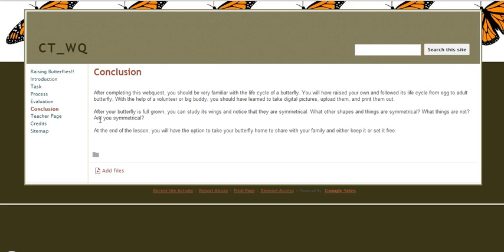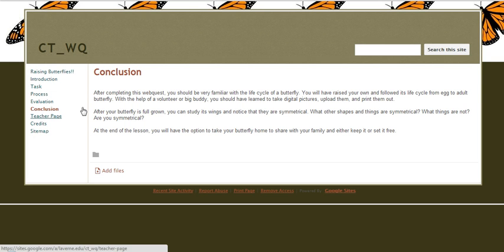The conclusion: the students will become familiar with the life cycle of a butterfly. They will have raised their own, and with the help of the big buddy or volunteer, they'll be able to take digital pictures and upload them and print them out. And then other things that they should notice is butterflies are symmetrical, and that can lead into a lesson about things that are symmetrical and shapes and then things that are not.